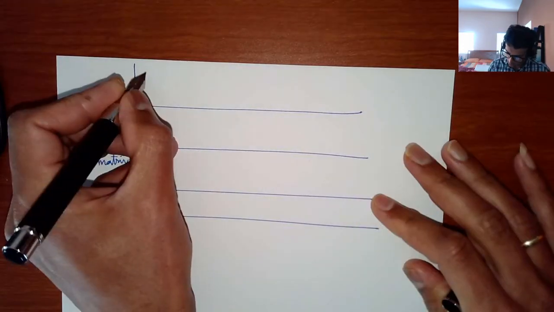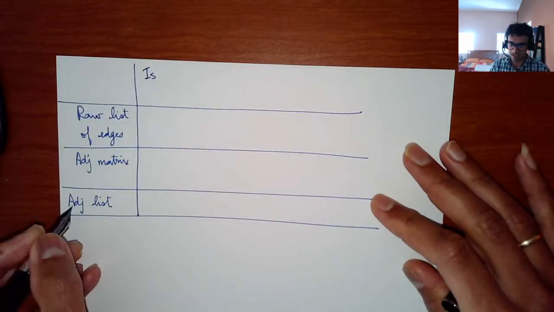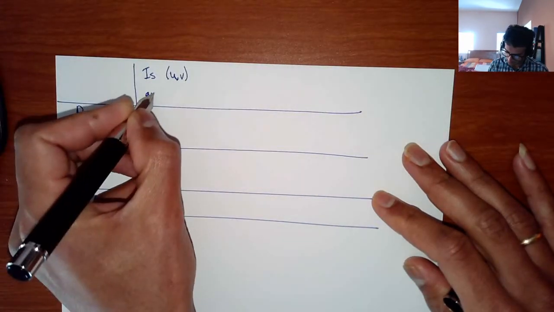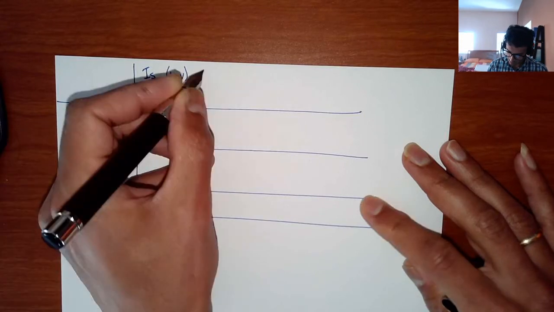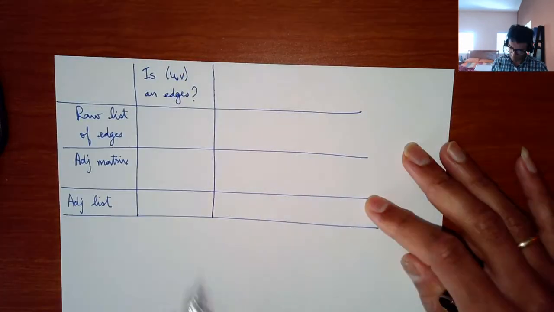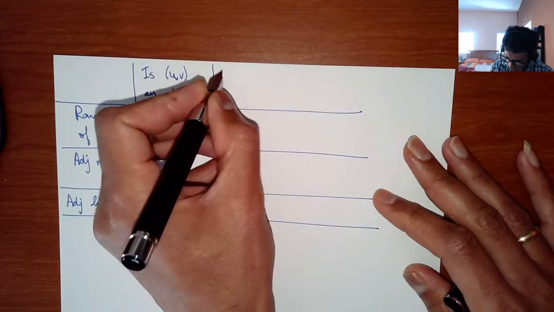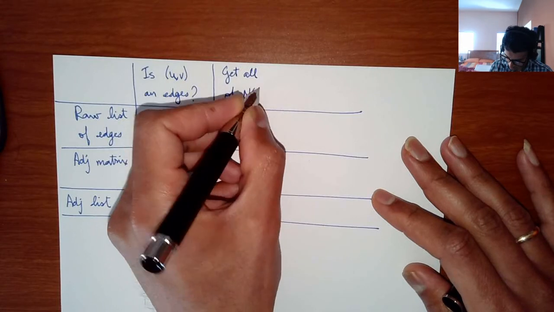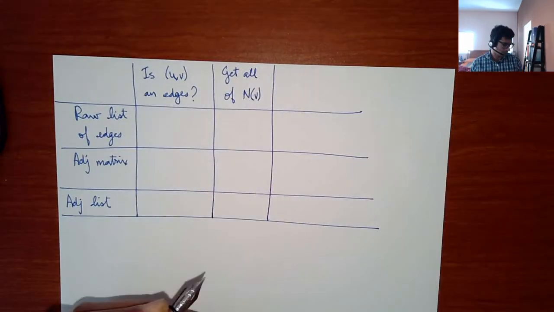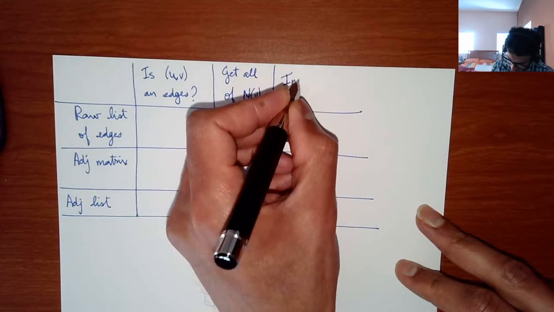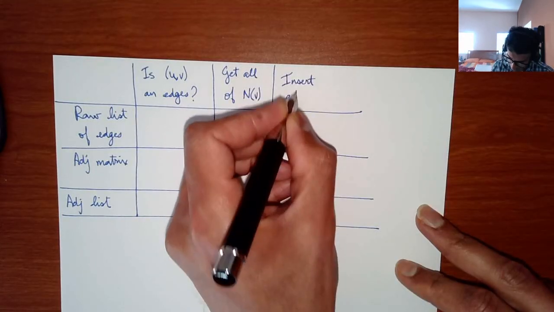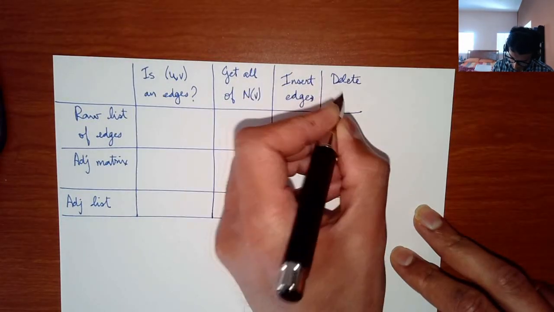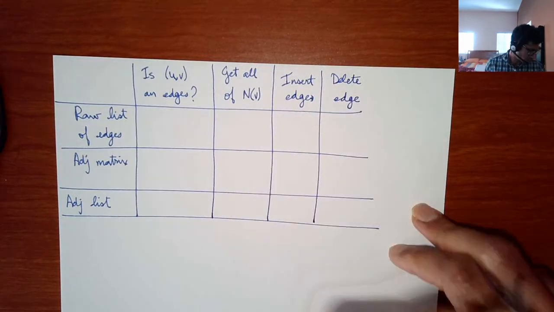So one of the things that you may want to query, so this is the data structure, and this is the query. Is UV an edge? Which makes a lot of sense. The other one is to get all of NV, to get the entire neighborhood. So let's say you want to see the entire neighborhood. Then you might want to do an insert edge. And you want to delete an edge.